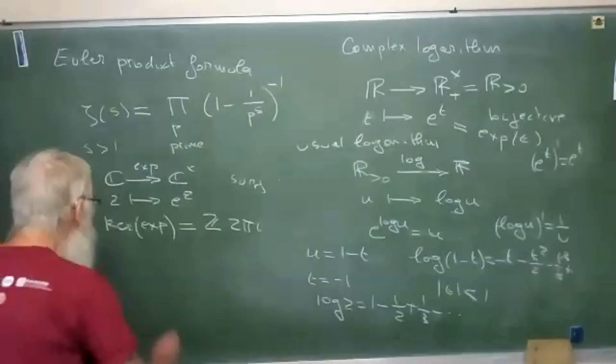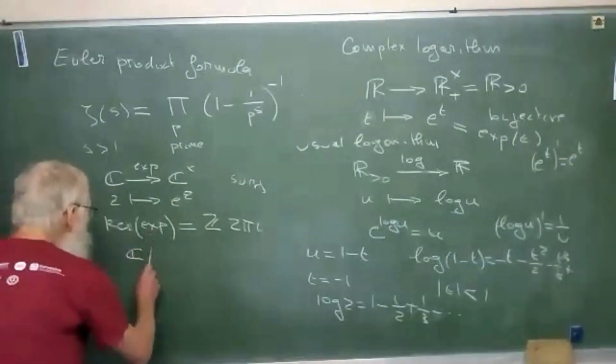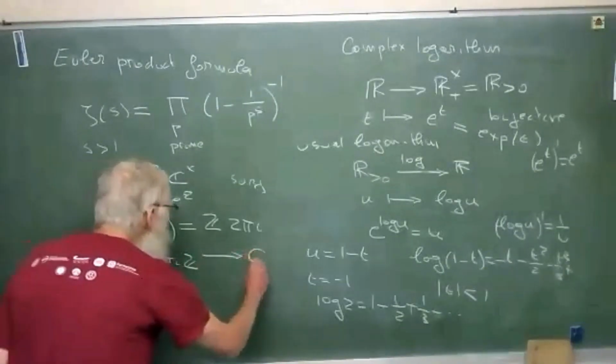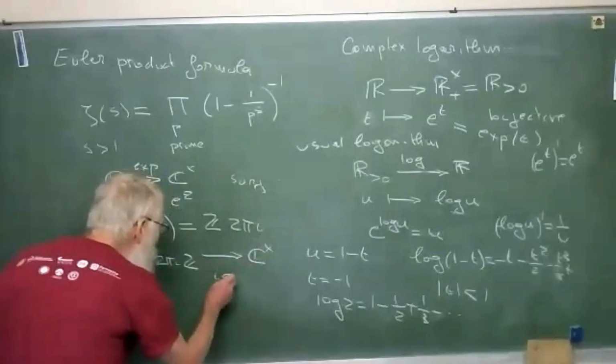And therefore, we have an isomorphism between C over 2 pi i Z and C star. So this is an isomorphism.